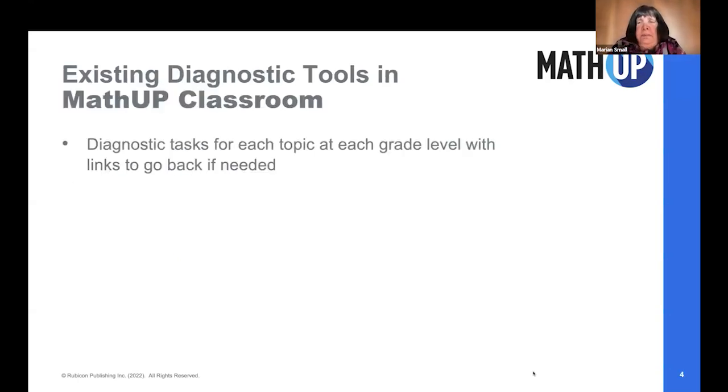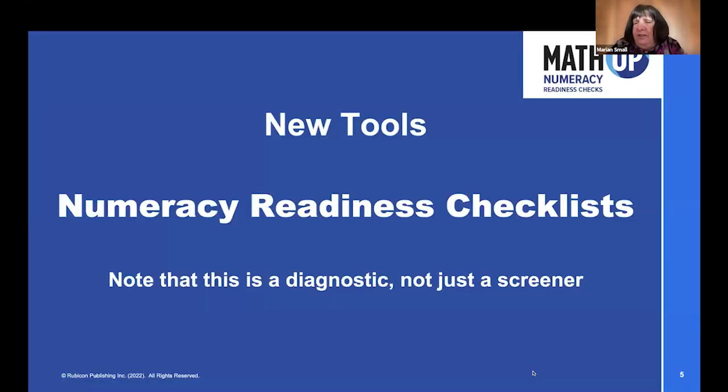So right now in MathUp Classroom, for every single topic in every single grade, there is something called a diagnostic task for that particular topic. And it gives you some ideas about what we're looking at from previous work and some suggestions about what you might need to go back to for some students. But then there was a request for a little bit more. So what we've done is created something that we're calling Numeracy Readiness Checklists.